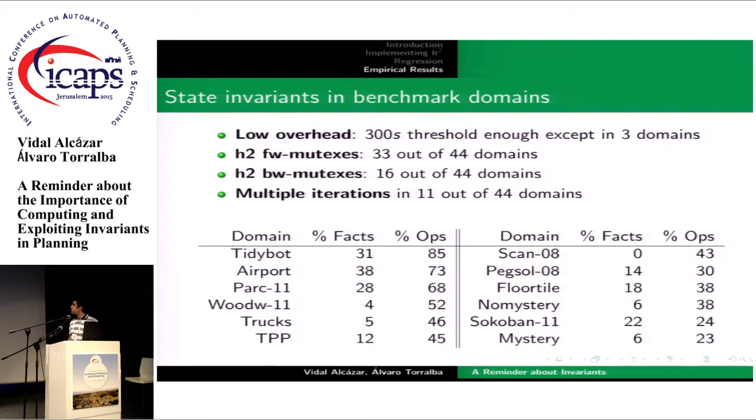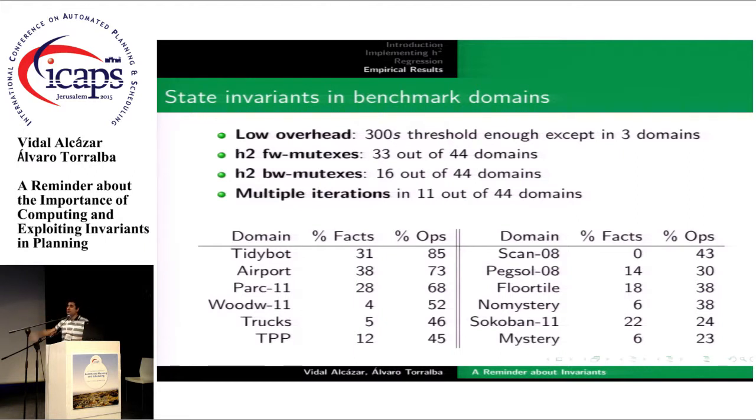Okay, so what are our results? We ran this on the benchmark domains. These are the results in the 44 domains until IPC 2011, using the problems in the optimal track for the IPC 2008 and 2011. We set a 300-second threshold to compute the state invariance, and this is enough in all except in 3 very hard domains. We discover forward and backward mutexes in a significant number of domains. Especially, there are more forward mutexes that are useful for regression search, but there are also quite a lot of domains in which some dead ends can be detected with this. And in 11 out of 44 domains, this iterative computation until a fixed point is actually useful.